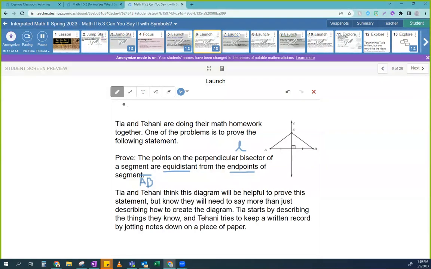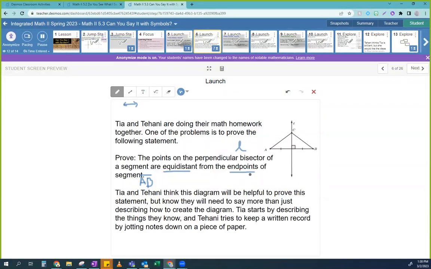If I put this hat on AB, it just means it's a line. So instead of it starting here and ending here, it's going through here and through here, like that. Goes through. Okay. So the points on the perpendicular bisector, L, of a segment are equidistant from the endpoints.